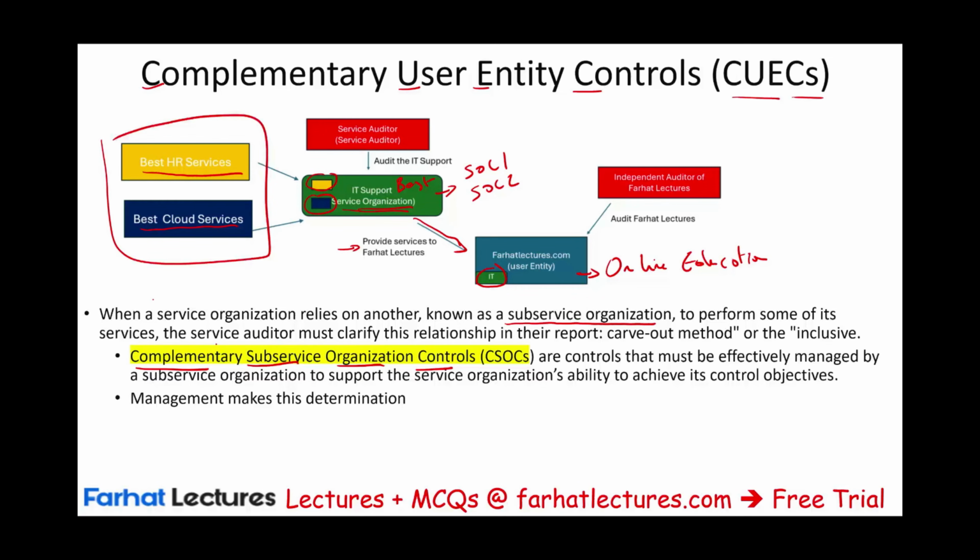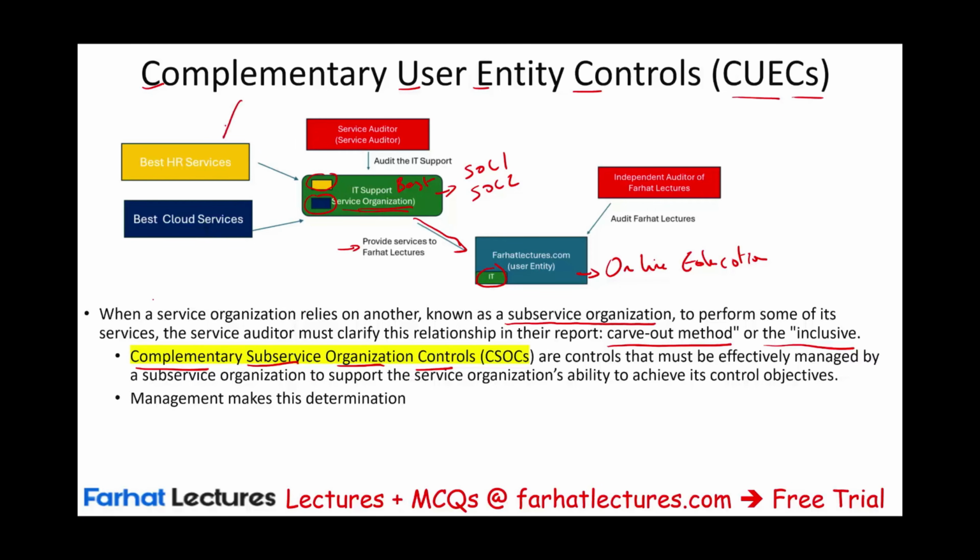Now, when a service organization relies on another subservice organization to perform some of its services, like the HR and the cloud services, the service auditor must clarify the relationship in that report. And this is what we looked at in the prior session. They will either use the carve-out method or the inclusive method. And we called these services Complementary Subservice Organization Controls.